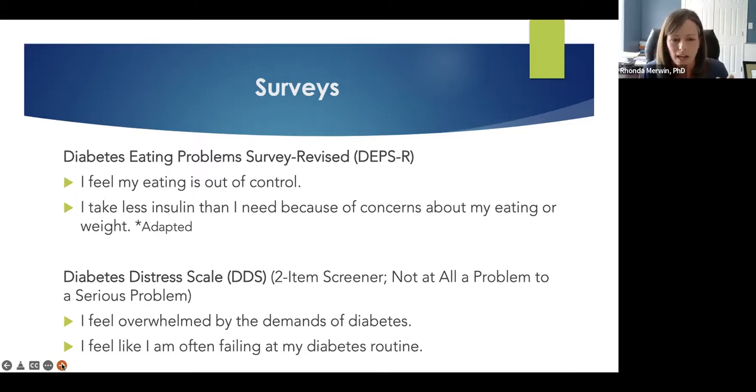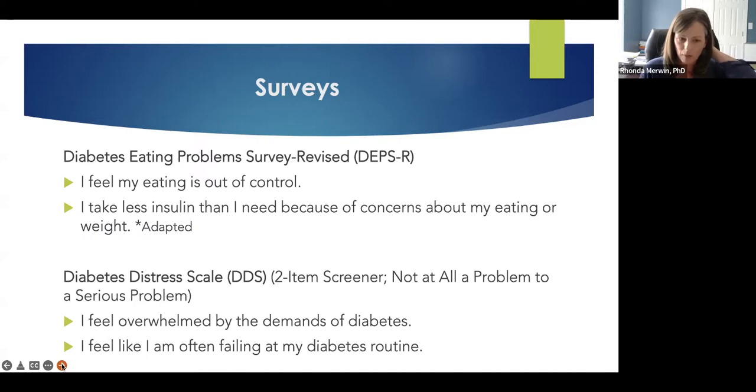That second item is adapted slightly because the DEPS actually has a more direct question about less insulin for weight loss, but some people have concerns about whether that informs people about this strategy. So that item's a little bit tailored to address that concern within the Department of Endocrinology, because we've asked endocrinology to do this on the regular.